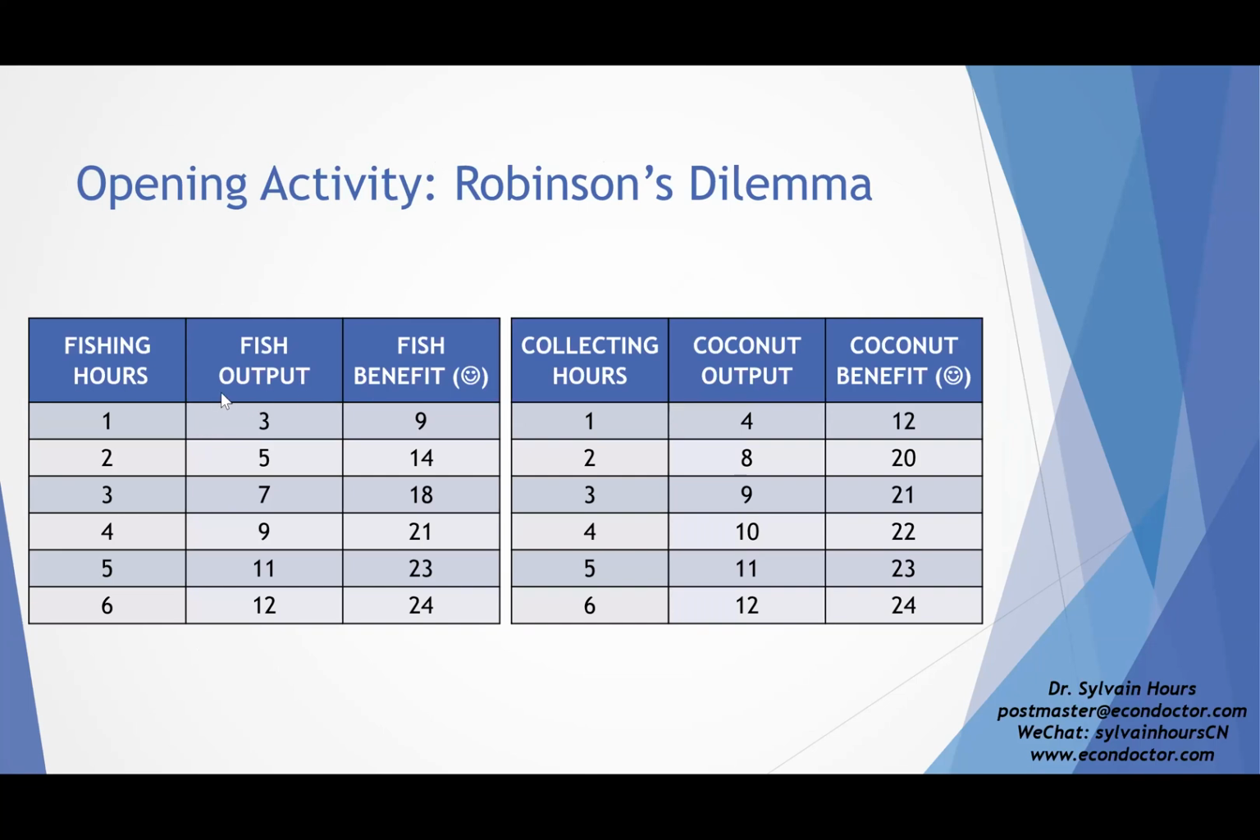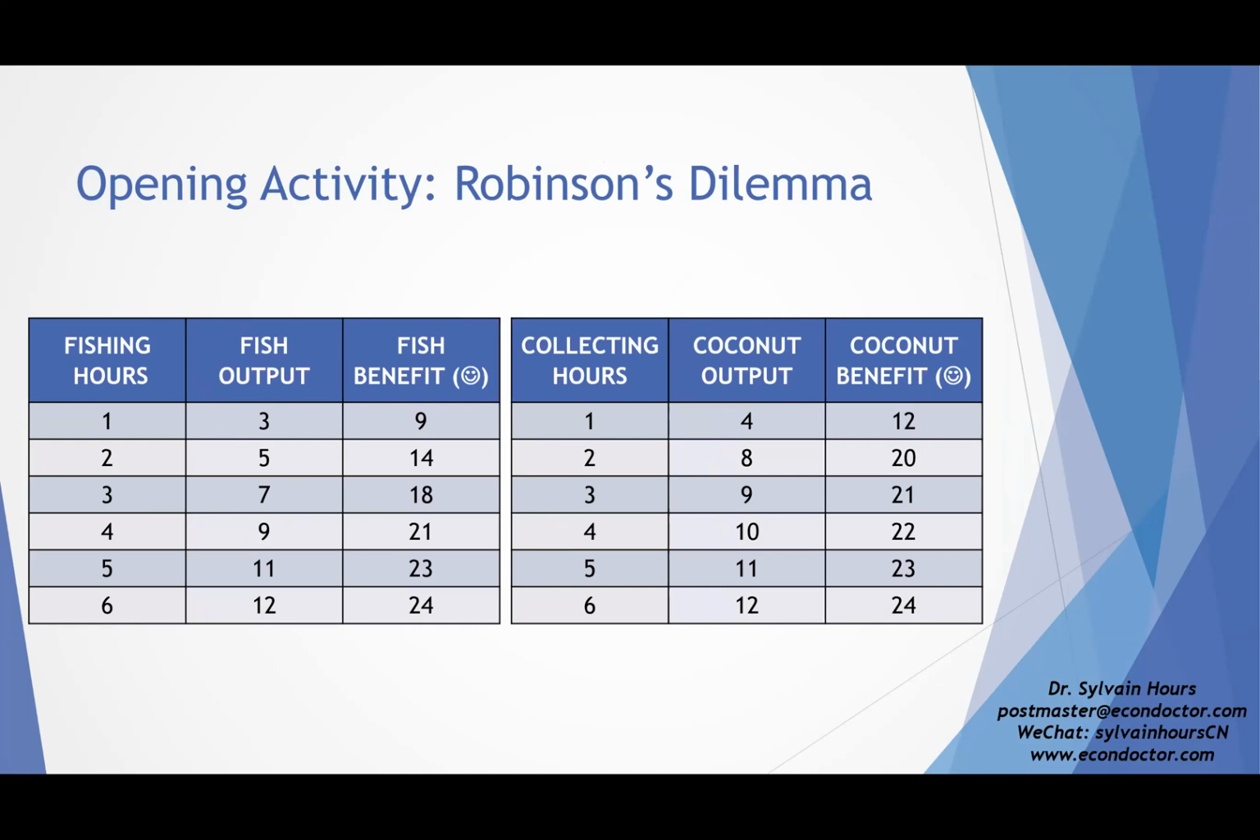They need information about output. How much time do I need to catch fish? How much time do I need to collect coconuts? That's essentially the information you need to draw the production possibility curve. And you need information about the benefit of consumption.